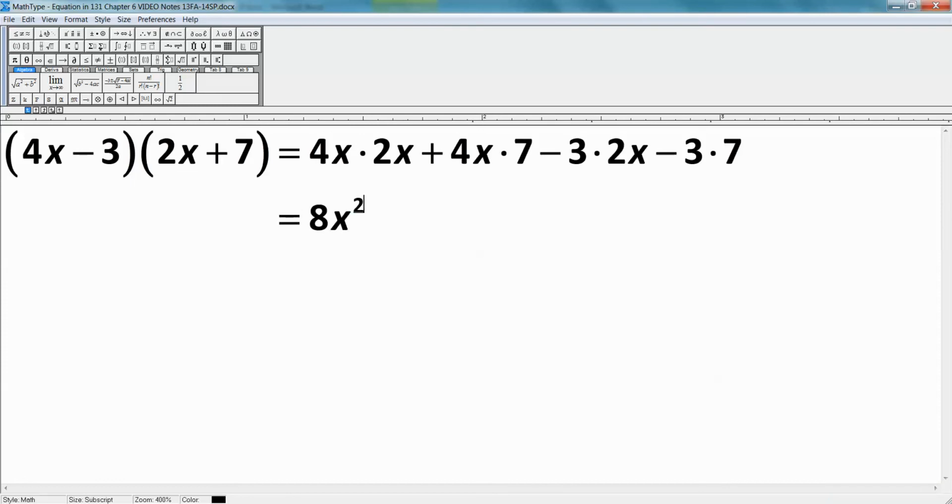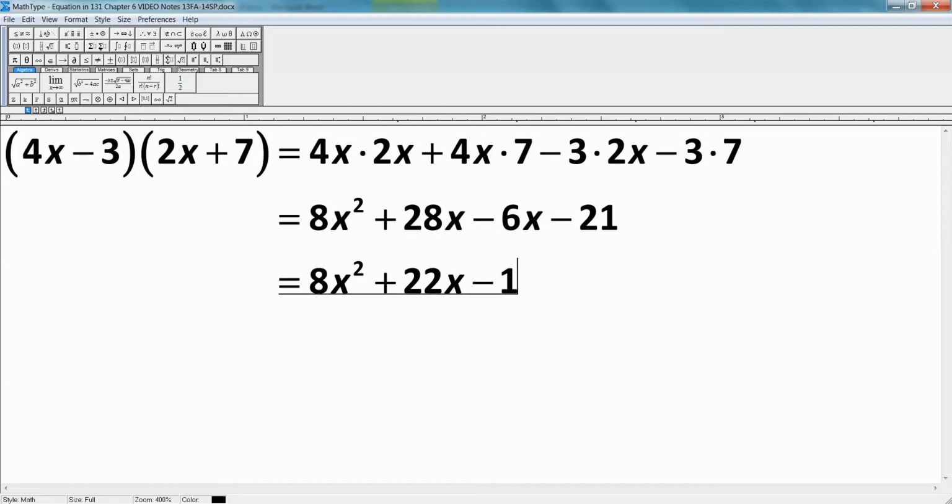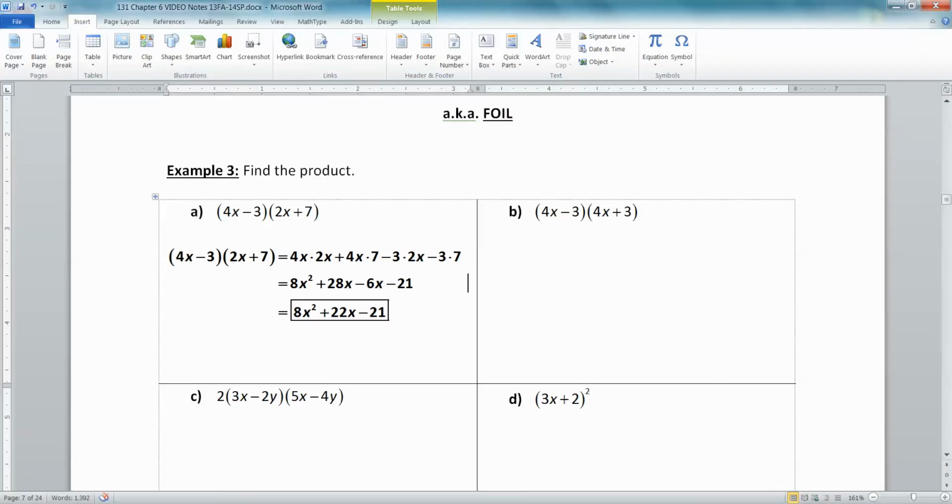So that gives us 8x squared plus 28x minus 6x minus 21. And then we combine like terms. 8x squared plus 22x, take away 21. And there we go. All done. And hopefully you can see why we might not want to do that middle step all the time. I mean, it's just really long and tedious, and it's not a hard problem to do otherwise.